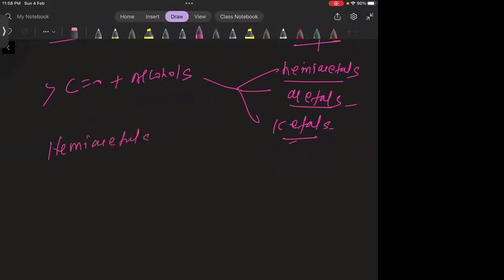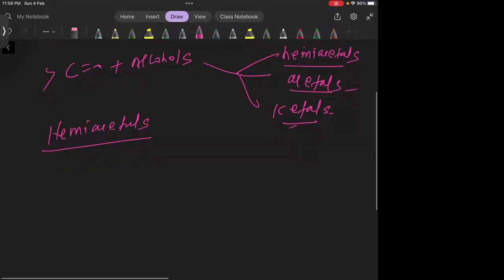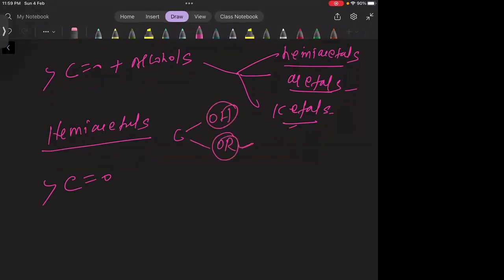Let me tell you, students, this whole process is a reversible reaction, a reversible equilibrium process. And the mechanism is the nucleophilic addition mechanism. So see the simple reaction here. Take any aldehyde or ketone. Hemiacetal means one carbon contains both OH and OR groups attached on the same carbon. That is the hemiacetal.